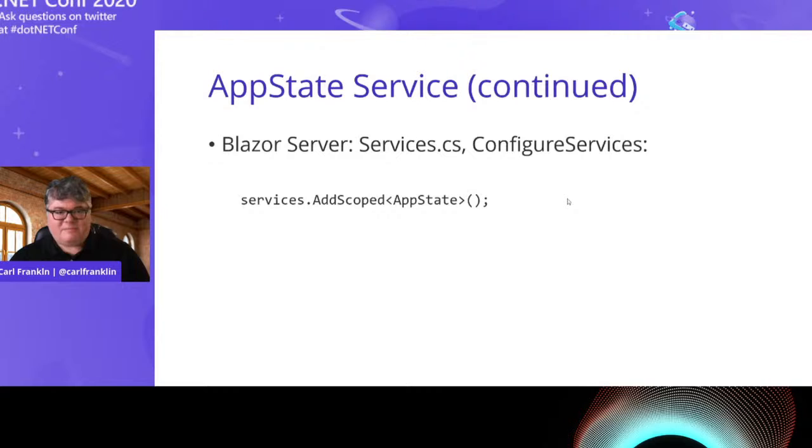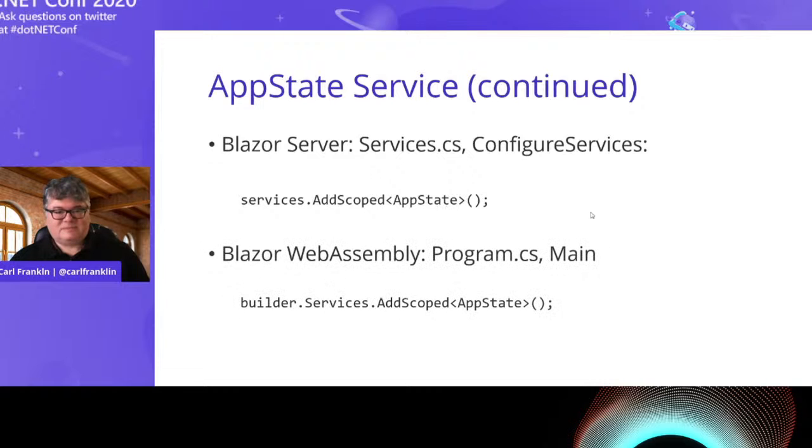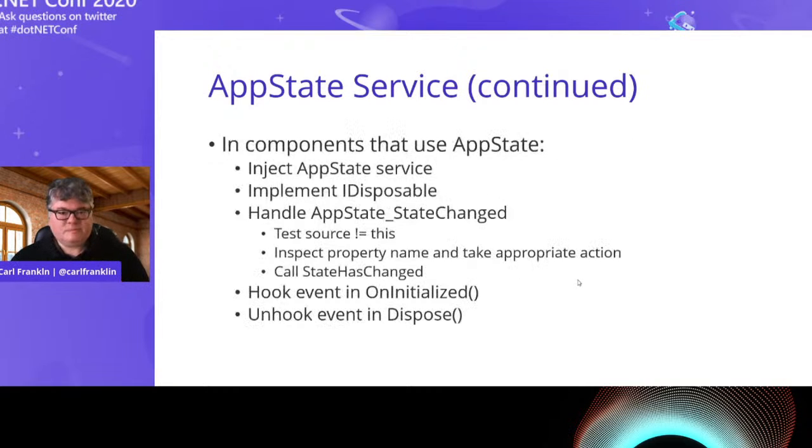So in Blazor Server, I'm going to add it to Startup.cs as services.AddScoped AppState. And in Blazor WebAssembly, I can do this in Program.cs, builder.Services.AddScoped. So in the components that use the app state, I inject the app state service. I implement IDisposable. I handle AppState StateChanged. And there's two parameters, a source and a property name. So the source gets set by whoever raises the event.